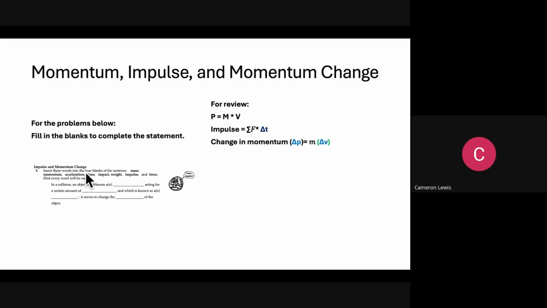So we want to insert these words in the four blanks in the sentence. We've got mass, momentum, acceleration, time, impact, weight, impulse, and force, and it says not every word will be used. So in a collision, an object experiences a what? The impact. Okay, let's put that in there and see. An impact acting for a certain amount of time.